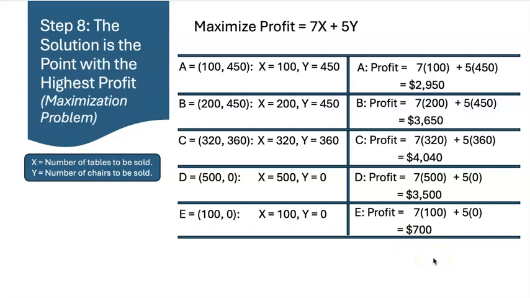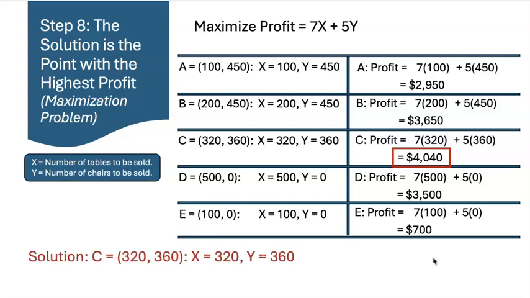So the final step is just to know the solution. Our aim is to maximize profit, so our solution is the corner point that gives the highest profit. It's clear that corner point C with a profit of 4,040 is the highest one. So our solution is corner point C, which says we should make 320 tables and 360 chairs. All right, so that's it. That's the graphical solution.